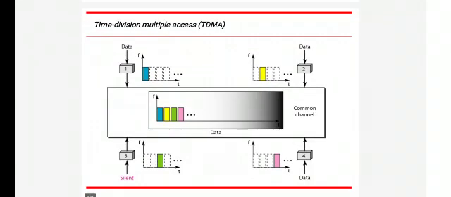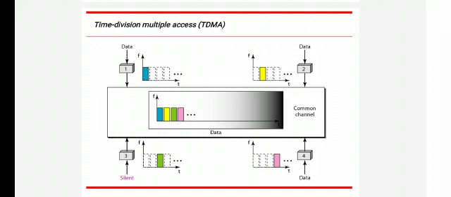The second technique is TDMA, time division multiple access. In time division multiple access, the stations share the bandwidth of the channel in time. Each station is allocated a time slot during which it can send data. Each station transmits its data in a single assigned time slot. The figure shows the idea behind the TDMA.